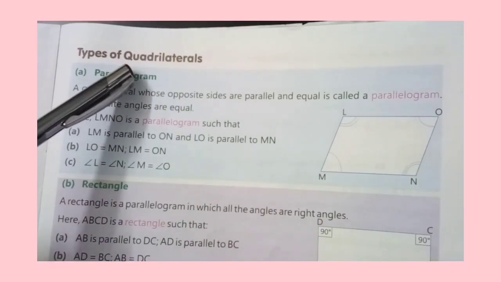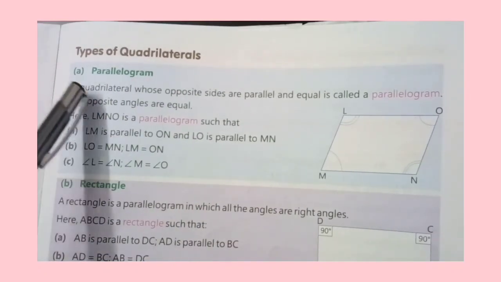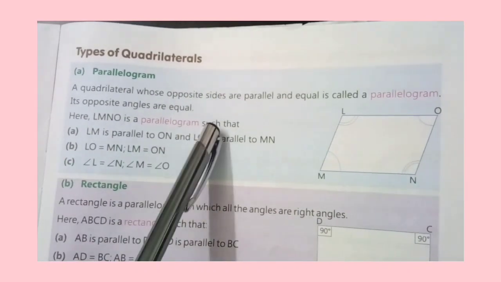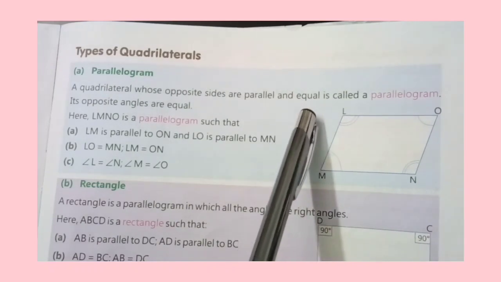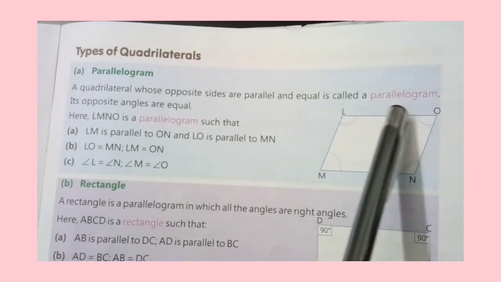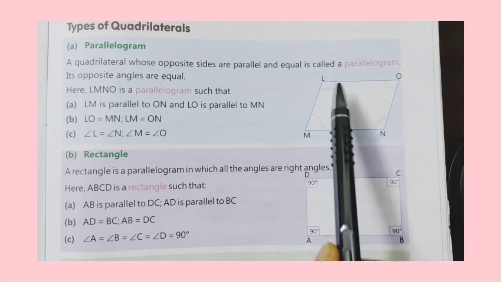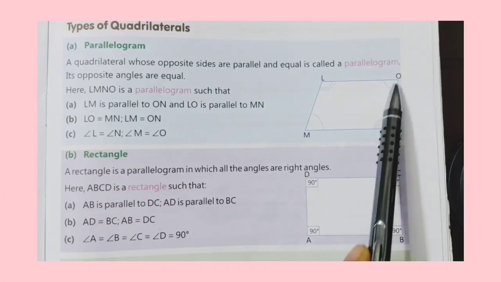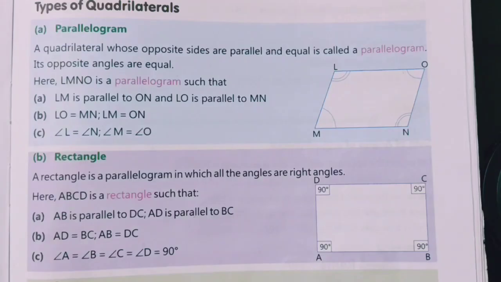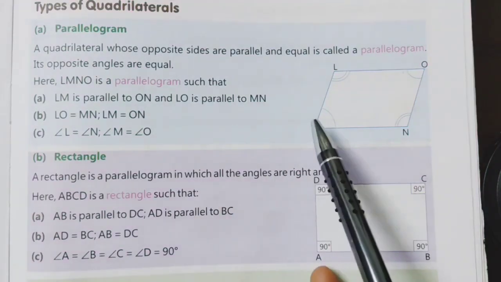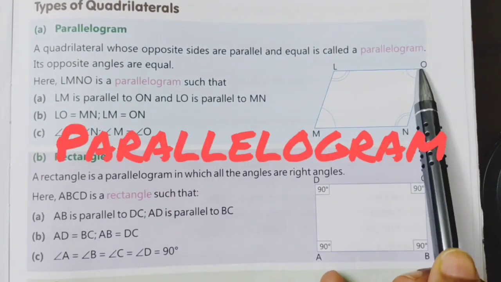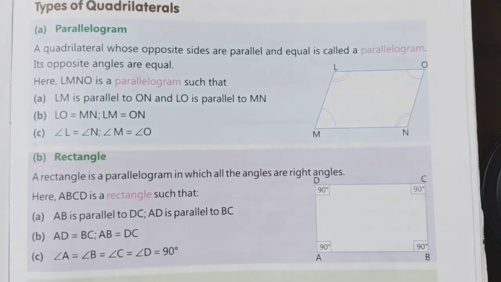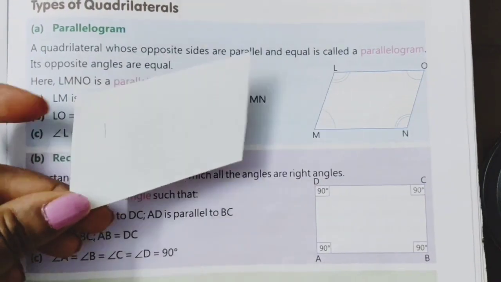Types of quadrilaterals. First is the parallelogram. A quadrilateral whose opposite sides are parallel and equal is called a parallelogram. Here these two are opposite sides, LN and ON, and they are parallel. Similarly, LO and MN are parallel, and their opposite angles, angle M and angle O, are equal. Similarly, angle L and angle N are equal. See, this is an example of a parallelogram.